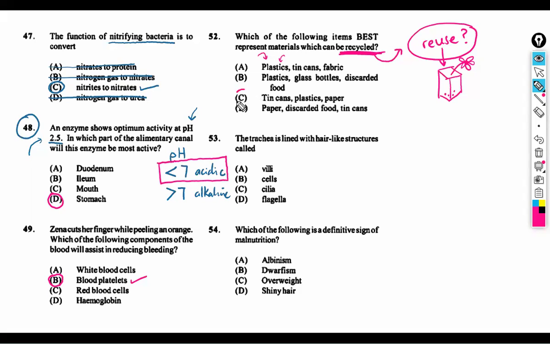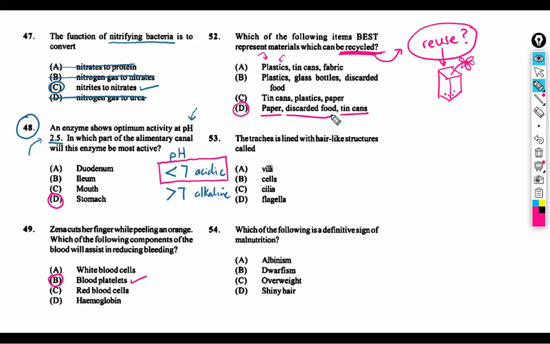So the best answer here is C. You can recycle tin cans, you can melt it. No, not C, sorry. That's the wrong answer. It's D, right? Paper can be recycled, tin cans, you can melt it back down and create new cans out of it, and discarded food.